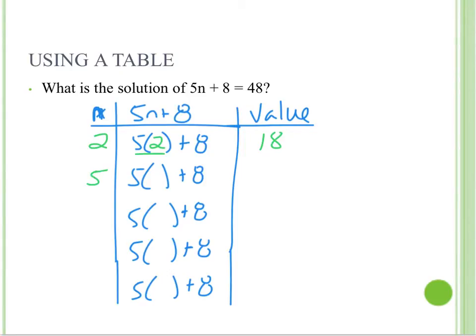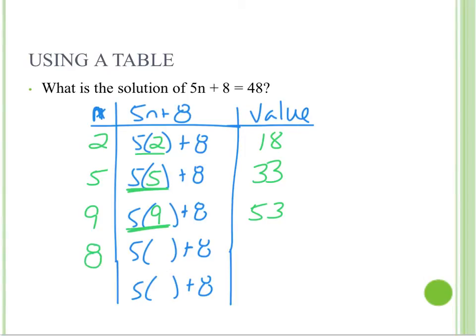Let's try 5. When n equals 5, 5 times 5 is 25 plus 8. Well, 25 plus 8 is 33. That's getting closer. Let's try 9. 5 times 9 is 45. 45 plus 8 is 53. Well, that's too big. So let's try a little bit smaller.